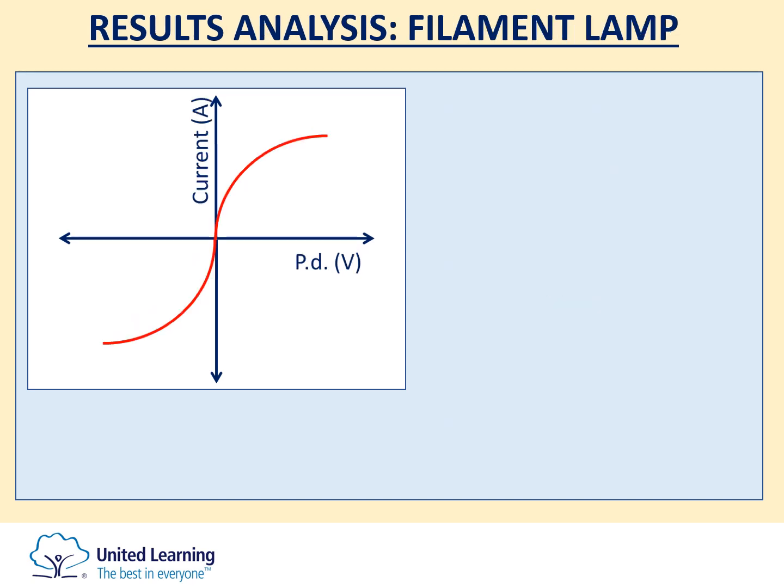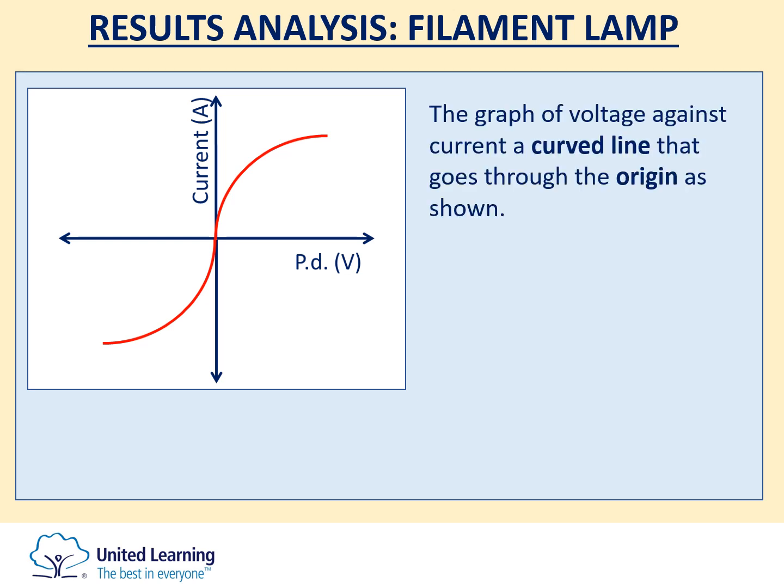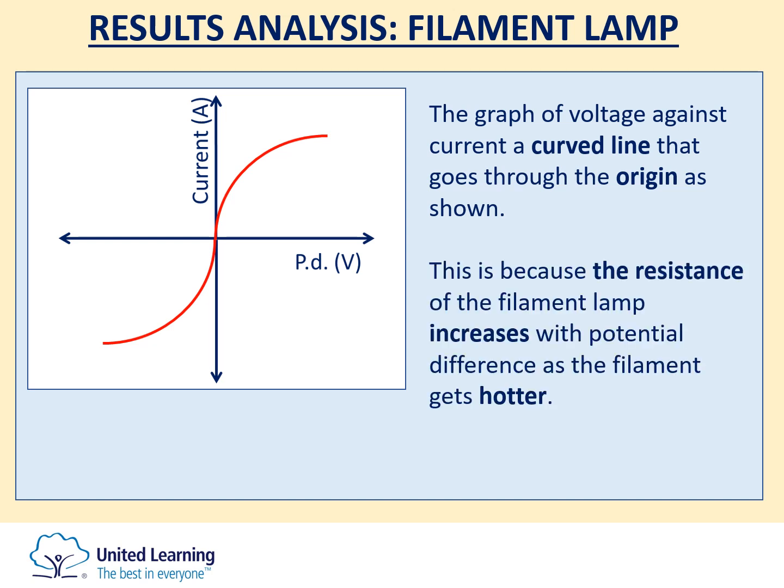The graph for the filament lamp looks like this. It starts off following a straight line, but very rapidly that line curves. The reason for that is that as the voltage increases, the filament lamp actually increases very rapidly in temperature, and as it increases in temperature, its resistance increases, and therefore you get less current for the same amount of increase in potential difference.